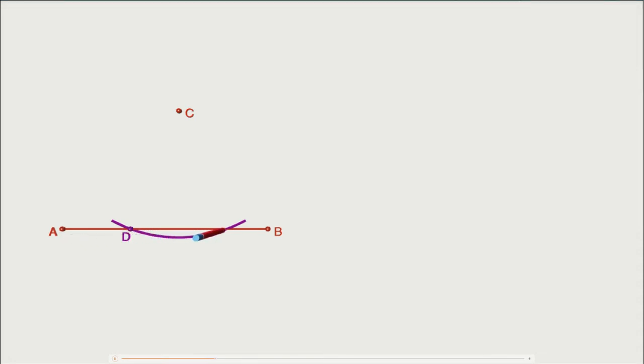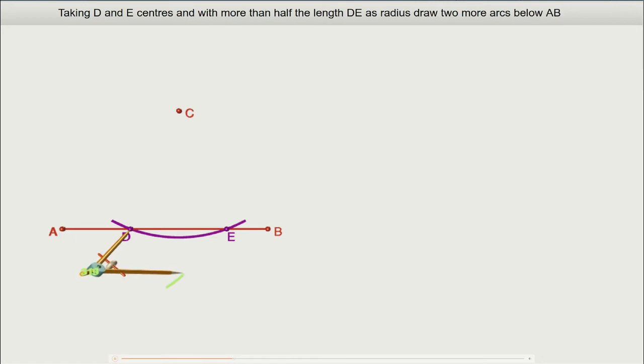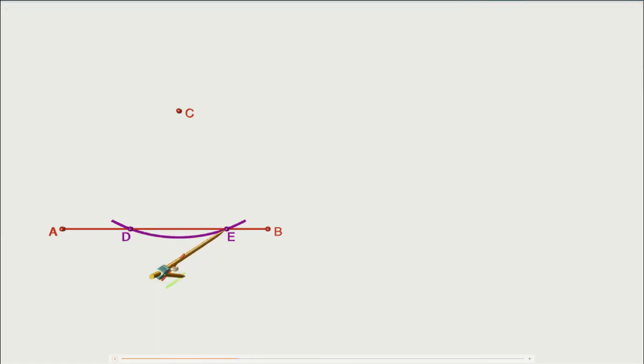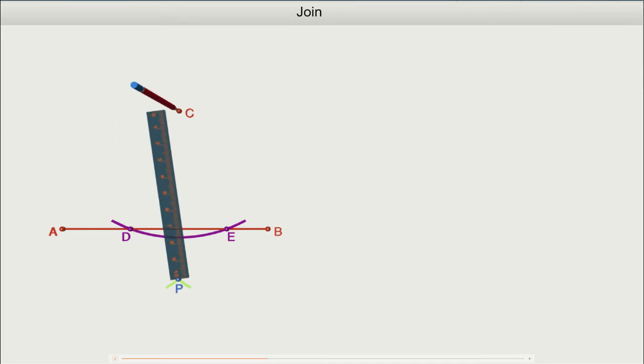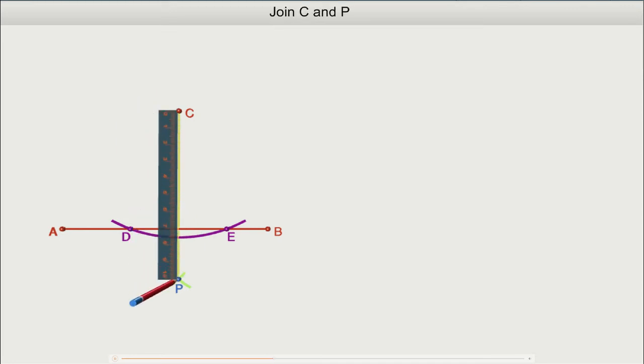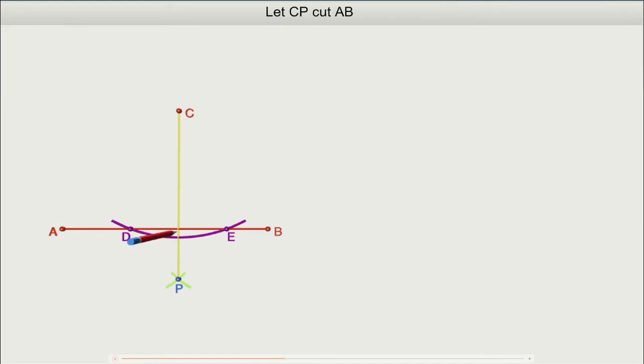Now, with D and E as centers and taking more than half the length DE as radius, for both the arcs, draw two arcs which intersect at P. Join C and P. Let CP intersect AB at F. Join C and F with a thick line.